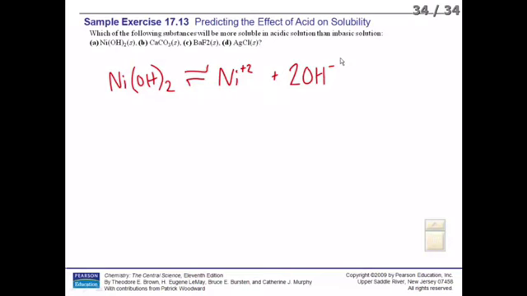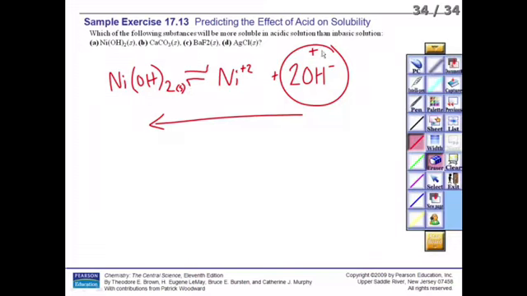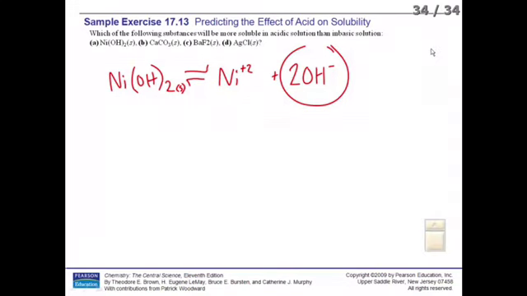So the question is, which of the following substances will be more soluble in acidic solution than in a basic solution? Well, we can pretty much predict that it's going to be more soluble in an acidic solution. Because, guys, if you increase the OH concentration, if you add more here, think of Le Chatelier's principle. It's going to shift back to your solid. But let's think about it in the reverse. If you were to increase your H ion concentration, if I put some H ion in there, guess what's going to react with it?